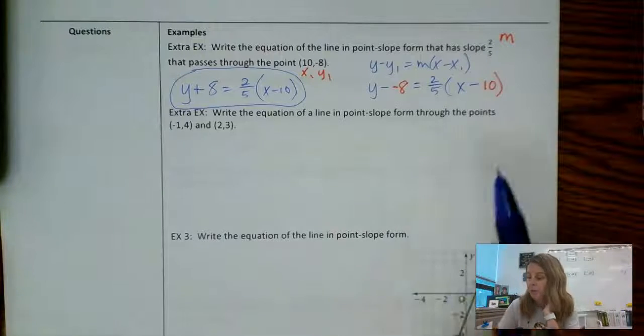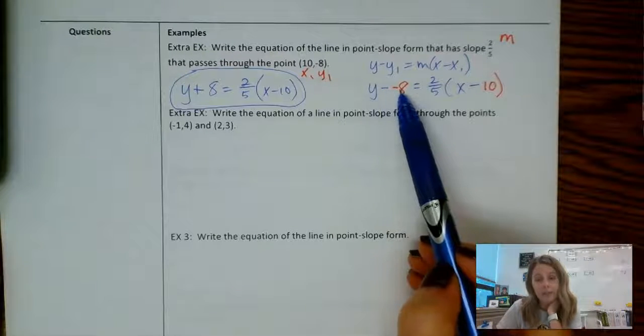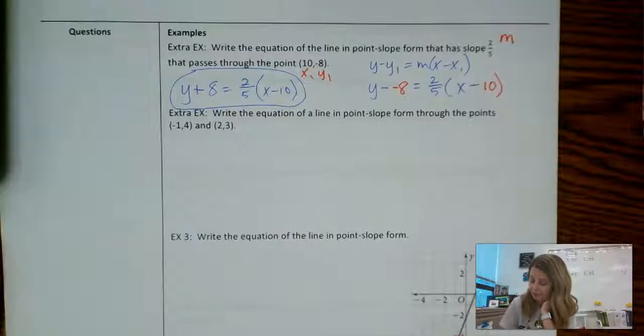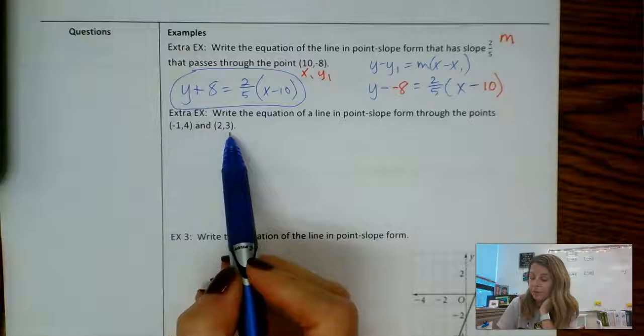If it helps you, color might help to see that there's a minus in the equation and a negative. You might do something like that. Okay, moving on. This extra example: let's write the equation of a line in point slope form through the points (-1, 4) and (2, 3).